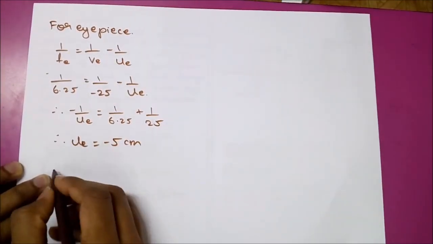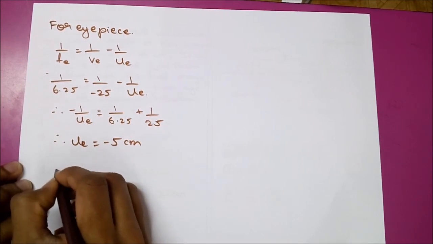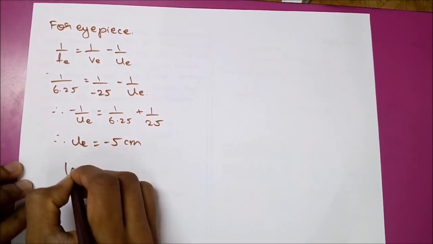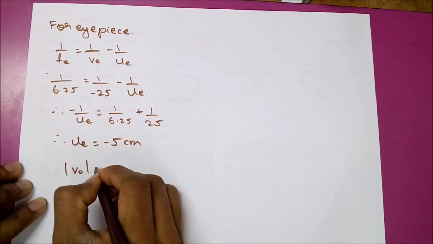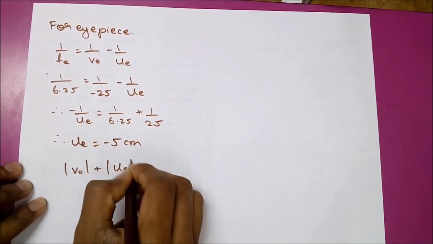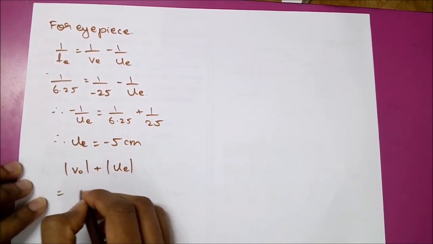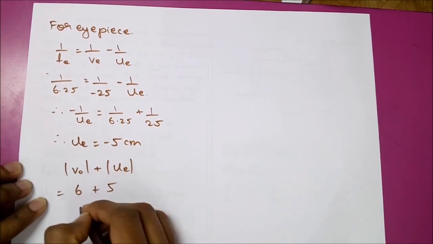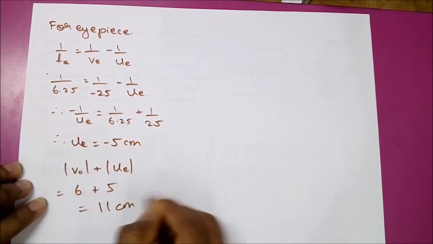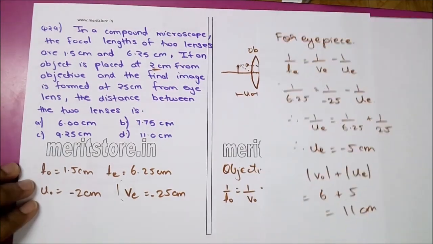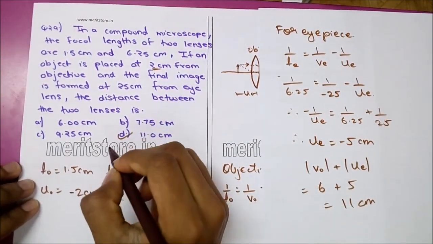So therefore, the total distance between the two lenses is the magnitude of v0 plus the magnitude of ue. So that is equal to 6 centimeters plus 5 centimeters, that is 11 centimeters, and hence option D is the correct answer.